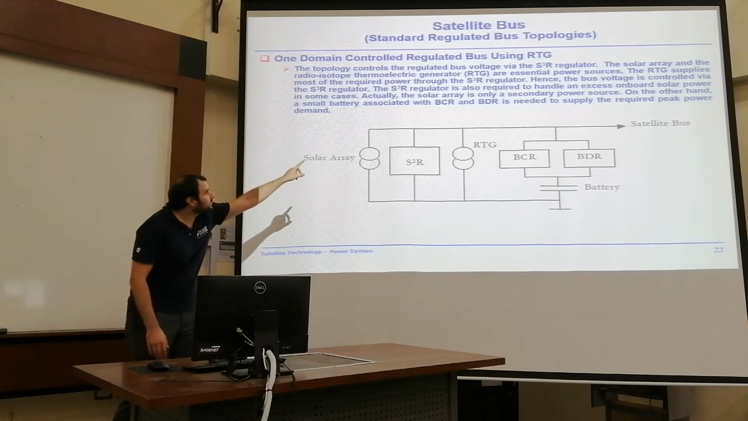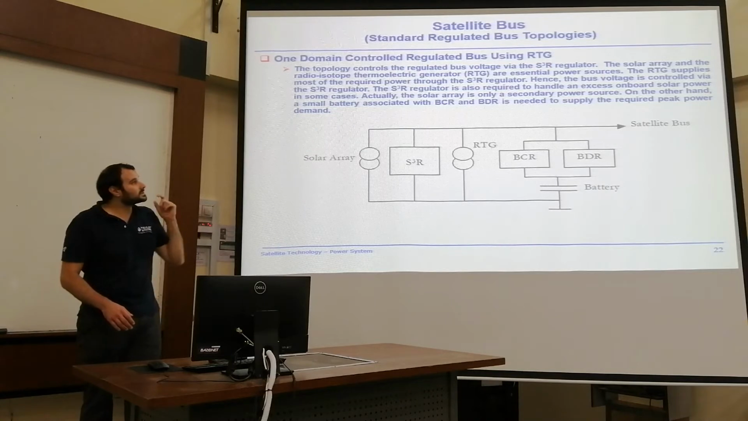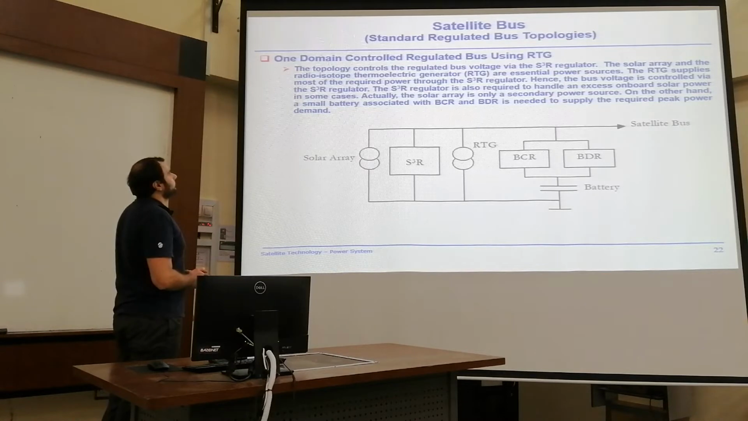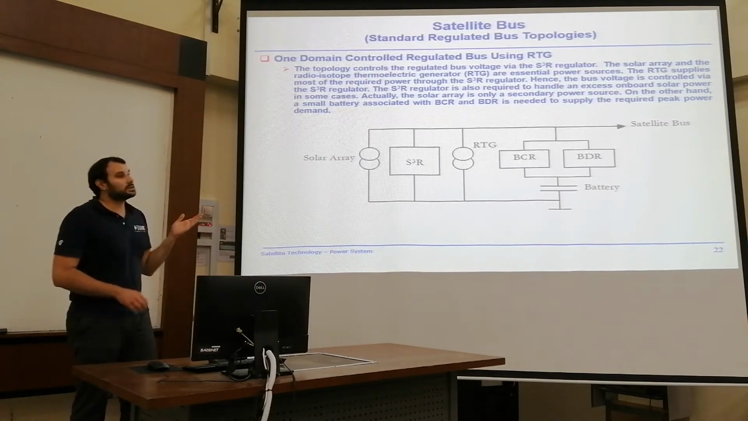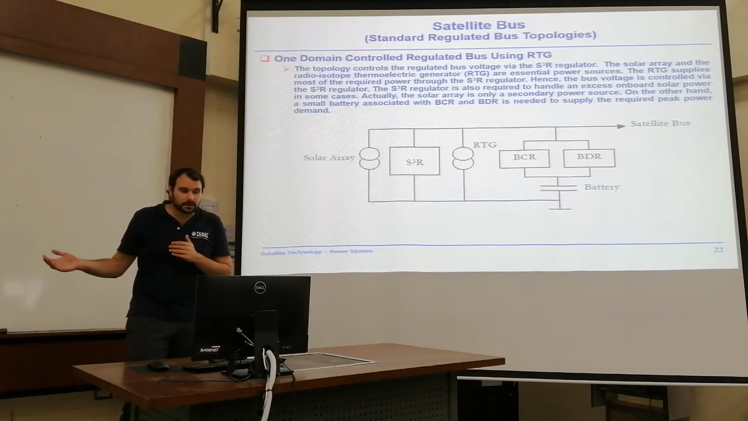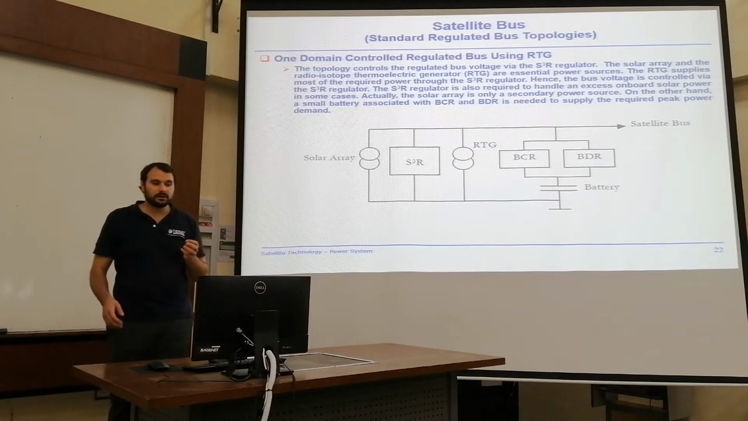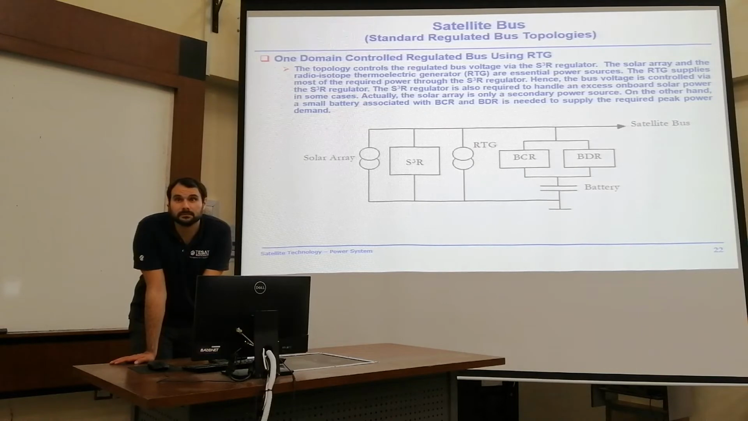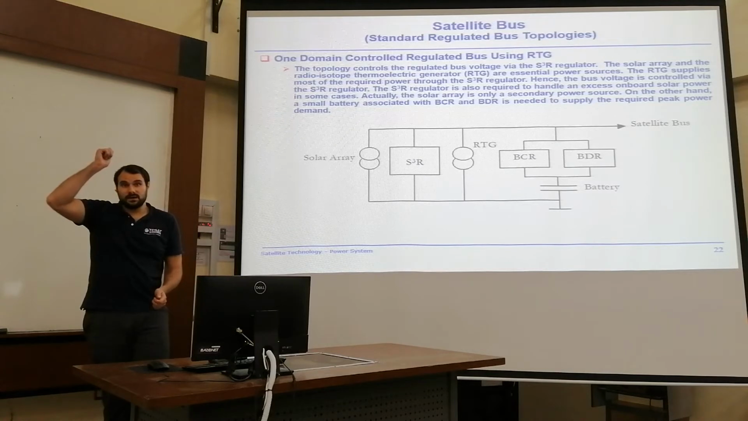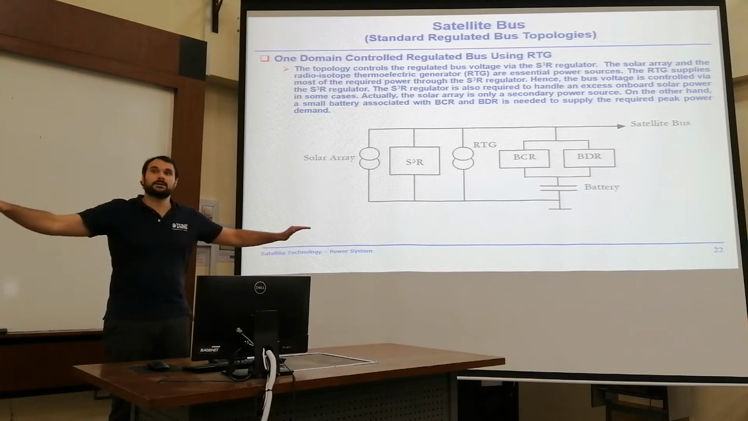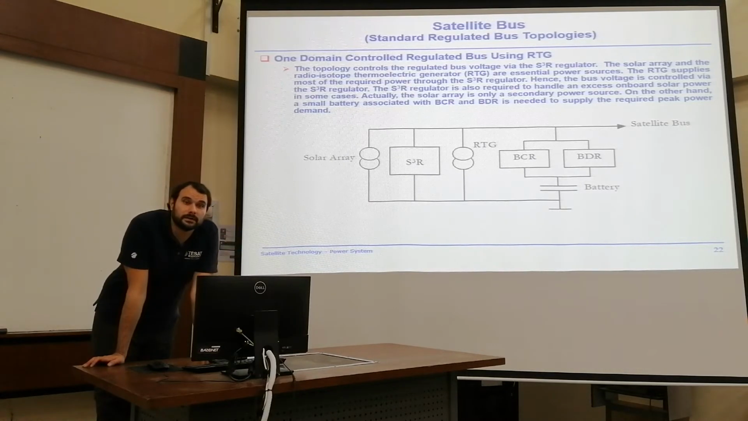The SGR regulator is also required to handle any excess onboard solar power in some cases. That means the solar array is only a secondary power source. That's the result of it, if you think about it. On the other hand, a small battery associated with BCR and BDR is still needed to supply the required peak power on demand. Since we talk about a nuclear battery, it's not so easy to quickly increase and decrease the power generation of this unit. It's more like a static baseline can be supplied.